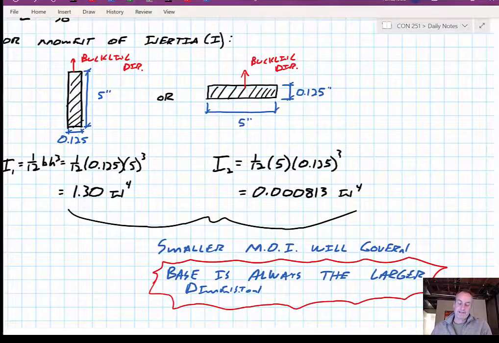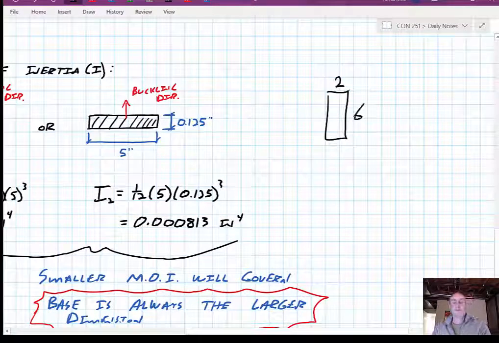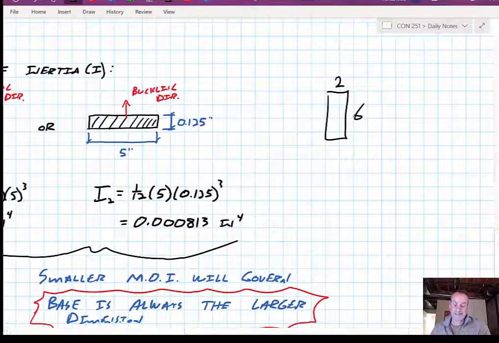Instead, if it's, say, a 2x6, then this is 2, this is 6. What is my base? It's the larger dimension. It's 6. So my moment of inertia would be 1/12 times 6 times 2 cubed.